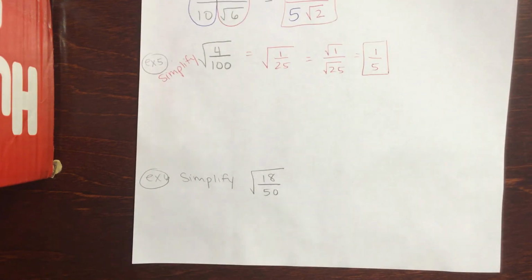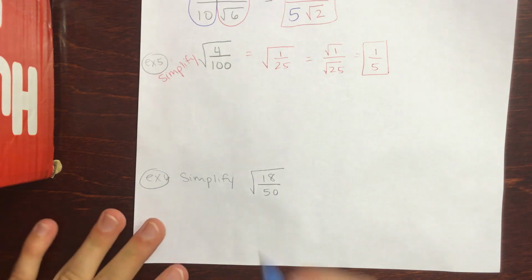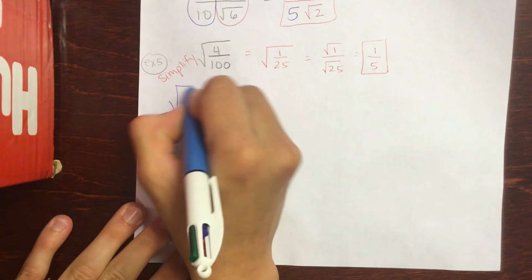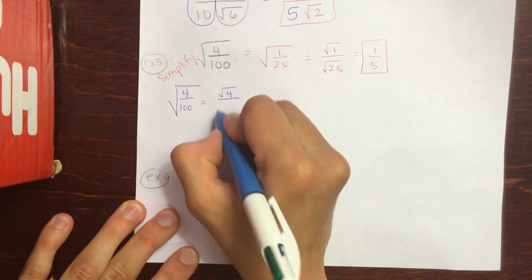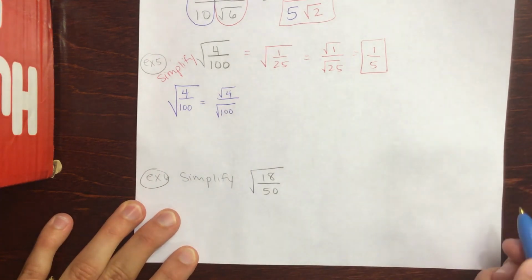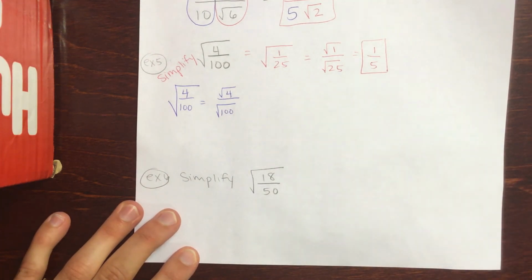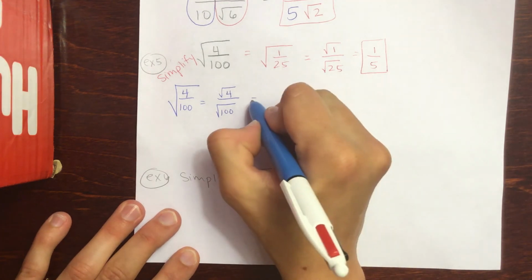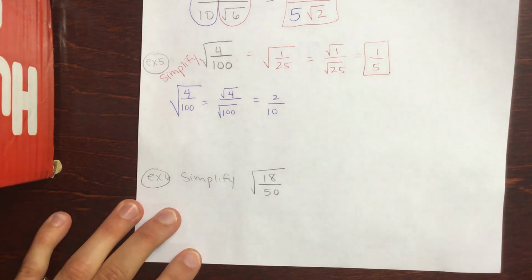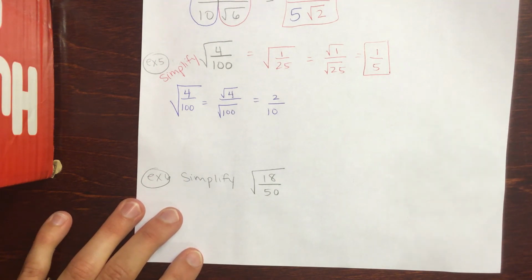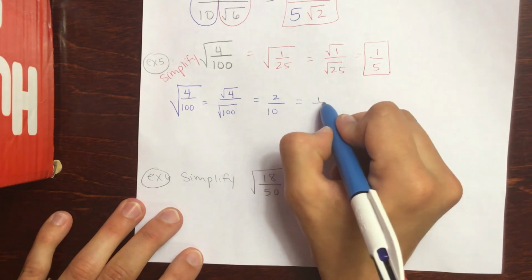There's another way to do it, and the other way to do it is to start off by distributing your square root. So I could have the square root of 4 over 100. I could, in this case, go on and distribute my square root, and then try and break down your square roots. In this case, the square root of 4 is 2, and the square root of 100 is 10. And then 2 over 10 is 1/5.